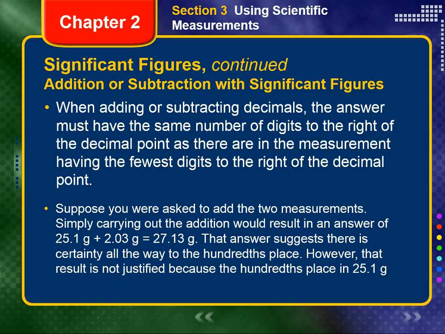Comparing the two values, 25.1 grams and 2.03 grams, the measurement with the fewest digits to the right of the decimal is 25.1 grams. It has only one such digit. Following the rule, the answer must be rounded so that it has no more than one digit to the right of the decimal point. It should be rounded to 27.1 grams.